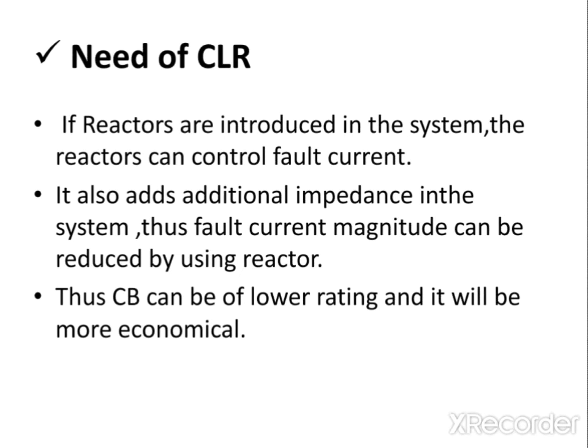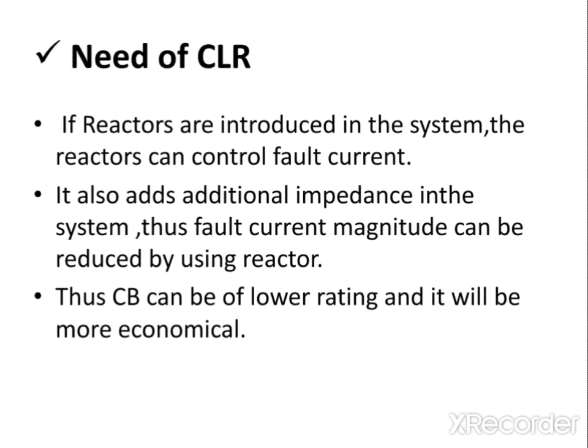The next point is the need of CLR. CLR means current limiting reactor. On the occurrence of a fault, the current magnitude is very high. The protection system is supposed to operate under the faulty condition and isolate the faulty section. The circuit breaker used to handle this large current must also be of higher capacity. So the cost of the circuit breaker increases.